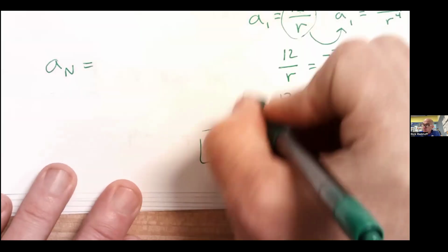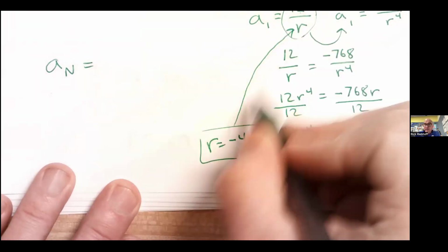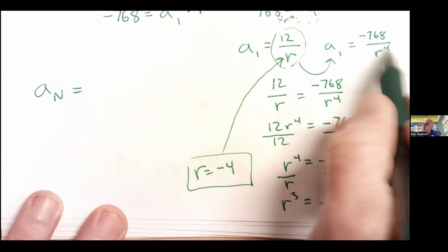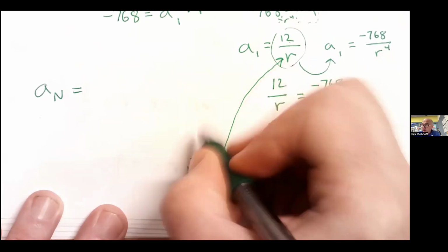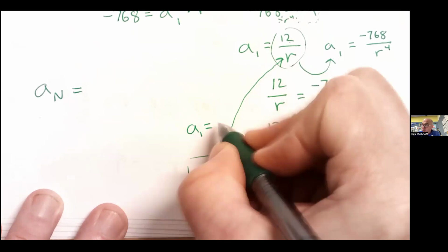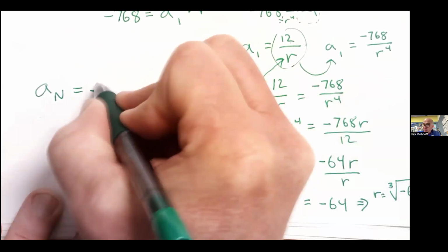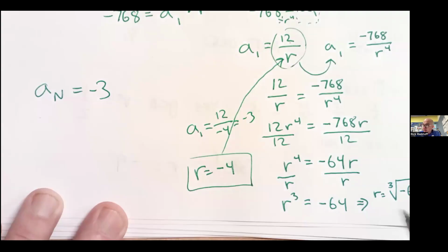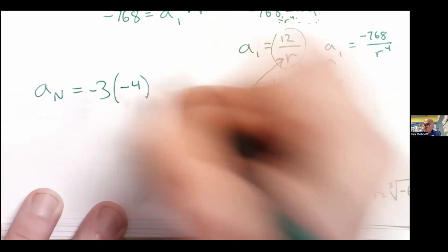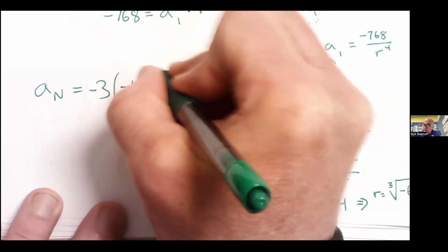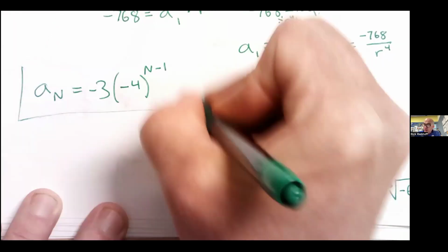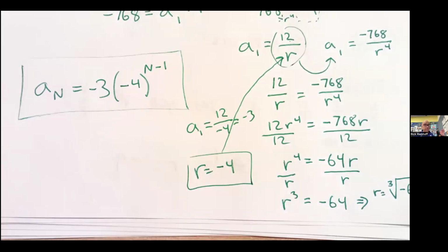So I just have to plug this in here, right? I could plug it into either one. I would much rather plug it in here. So the first term is 12 divided by negative 4. That's going to be negative 3. So negative 3 times our common ratio, negative 4, raised to the n minus 1. And there we go. Cool?